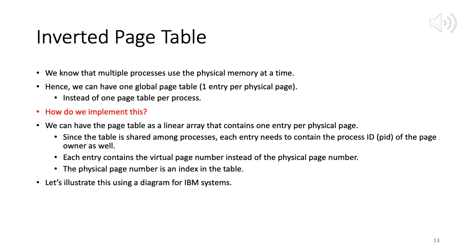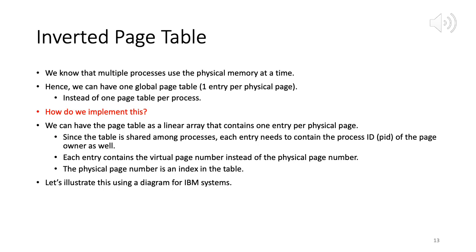So the previous approach was to have one page table per process, right? Now the approach is to have one global page table with one entry per physical page, right? So instead of having one page table per process, have one global page table. Okay, so how do we implement this?